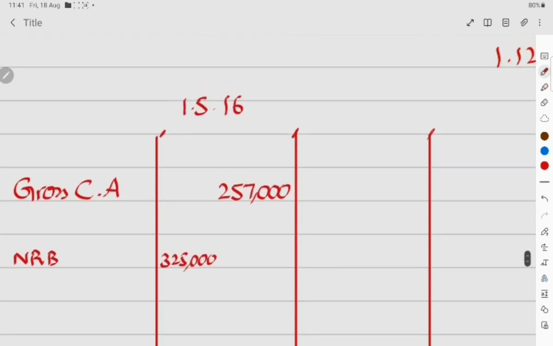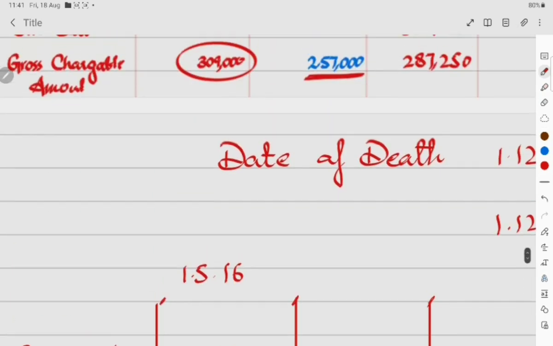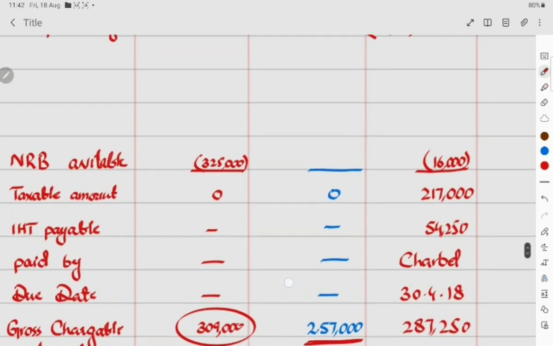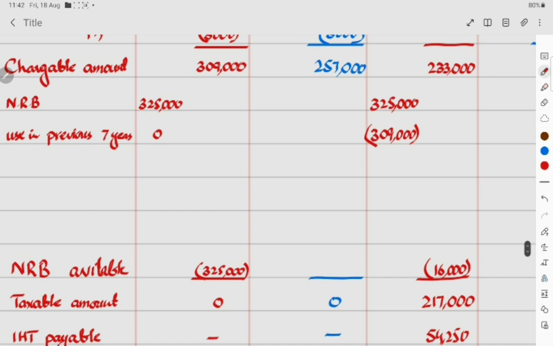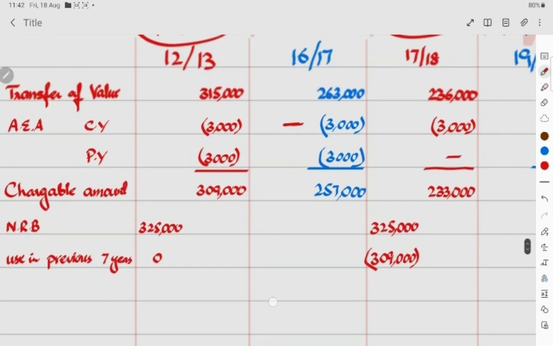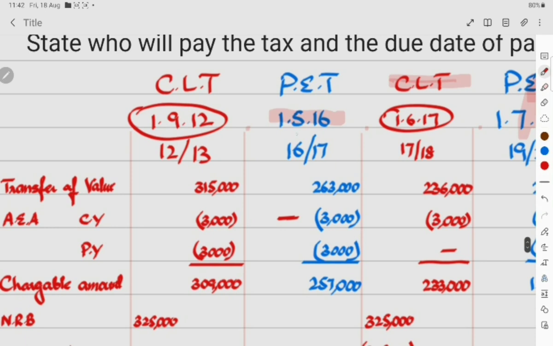But on 1st May 2016, we have to consider whether we have utilized any nil rate band in the previous 7 years. So the answer is that in the first gift we have utilized a nil rate band of 3,09,000. Whenever a potential exempt transfer becomes chargeable, we have to consider the previous 7 years of the date of gift to know whether any nil rate band has been utilized.